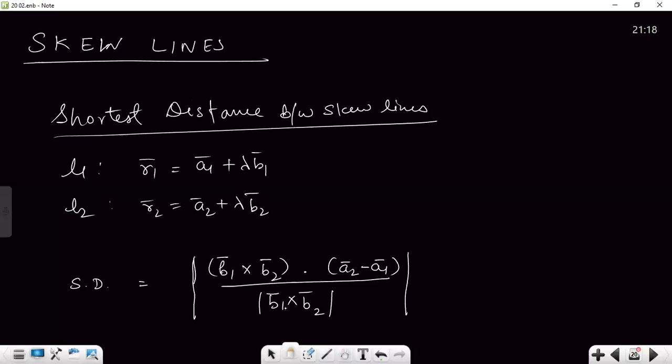If lines are given in Cartesian form, first convert them into vector form and then apply the same formula, because the formula for shortest distance in the vector form is comparatively easy to memorize. Very easy. It will look very awkward if you write it in Cartesian format or see the formula in the books.